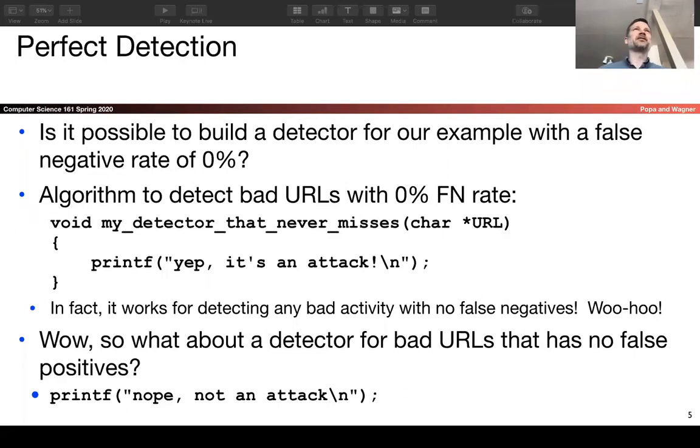They're both useless, right? So what this illustrates is you can't evaluate a detector by looking just at the false negative rate or just at the false positive rate. You have to look at both of them. If you were to look at just one of those rates, you could make one of the rates really low, but you might end up with a detector that's completely meaningless and worthless.